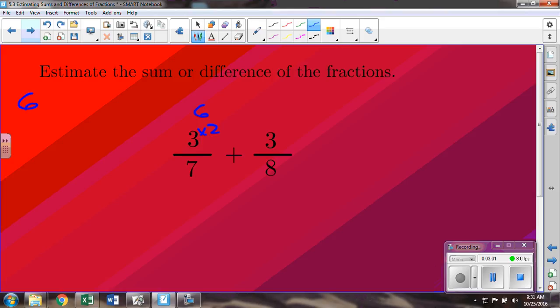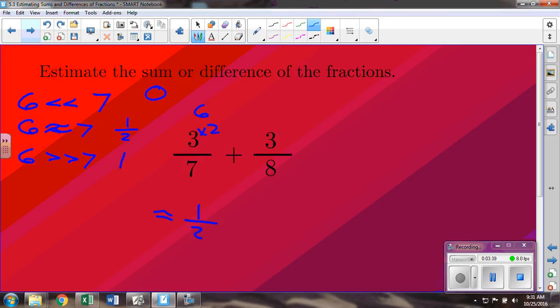If 6 is way, way less than the denominator, we're going to estimate it with 0. If that doubling piece is about the same as the denominator, it's close to the fraction of half. Or if it's way, way bigger than the denominator, that's 1. So which one fits? Is 6 kind of close to 7? Okay, because 6 is close to 7, that's about the fraction half.